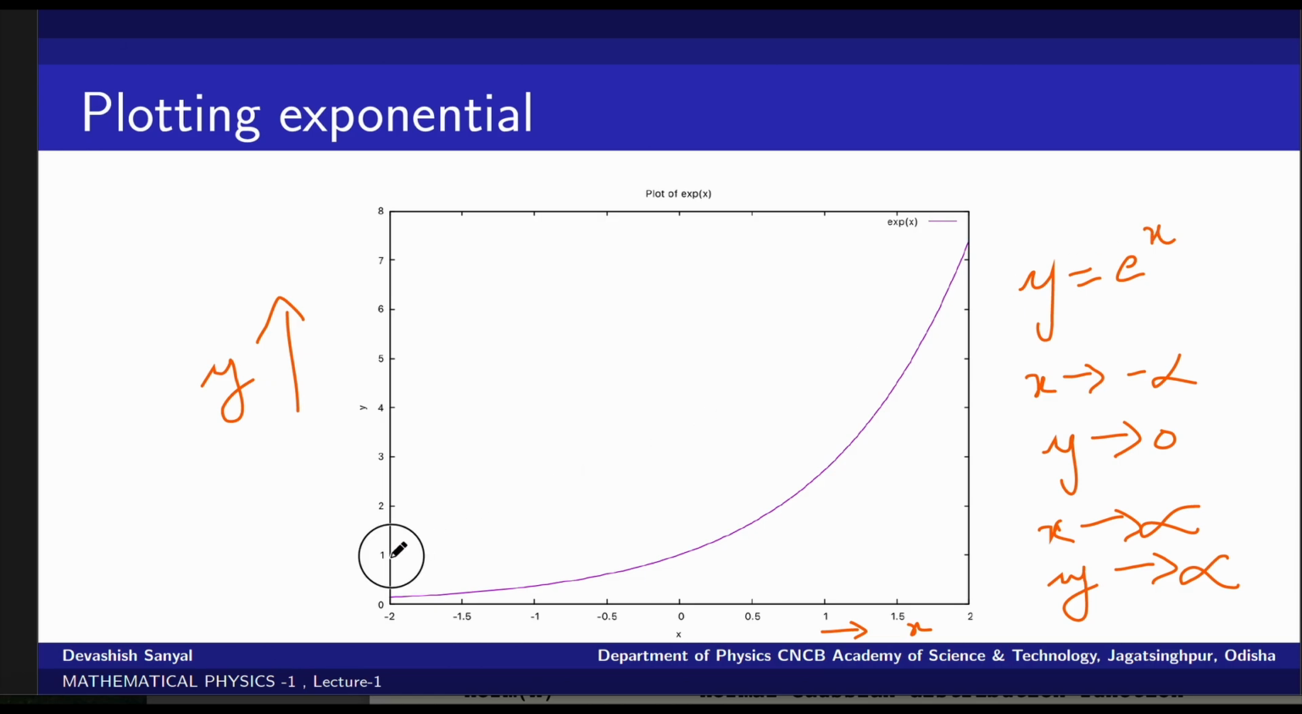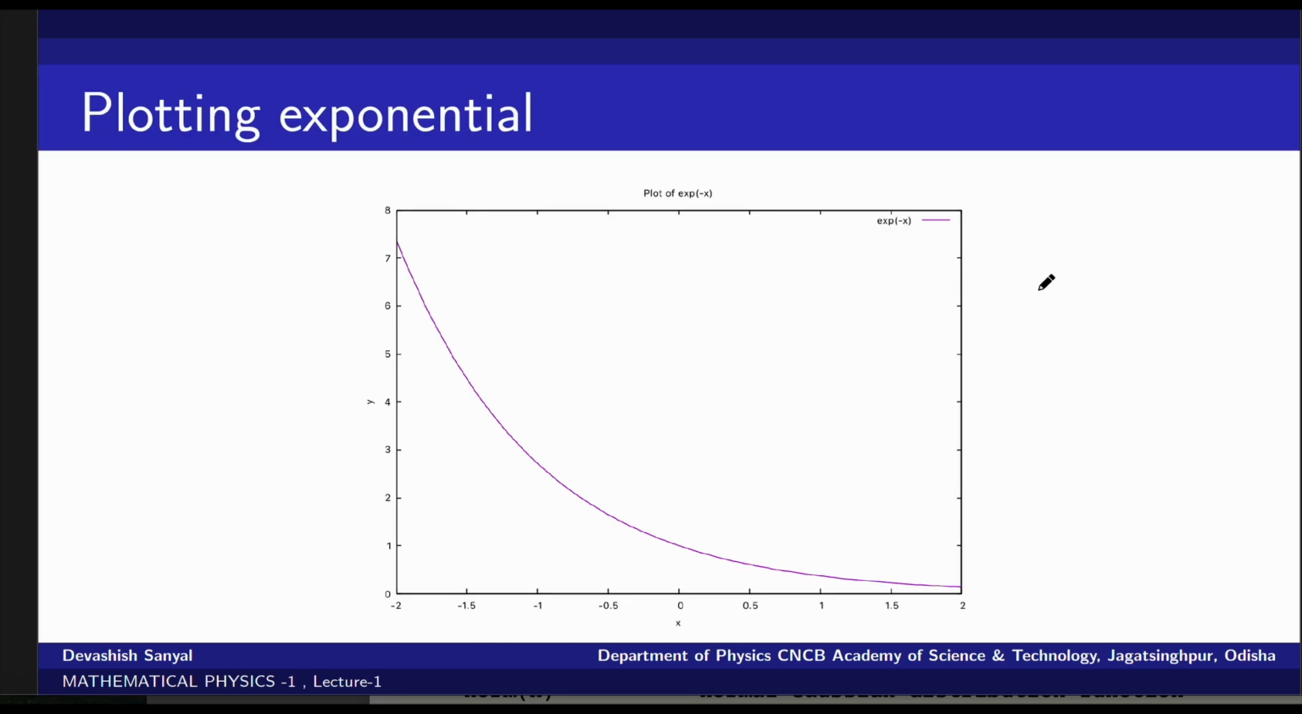So when x is equal to 0, y is 1, this is the 1, and then as you go beyond 0, it keeps increasing. That is, there is a divergence. So this is y is equal to e to the power x, and this is y is equal to e to the power minus x. Here it's just reversed.